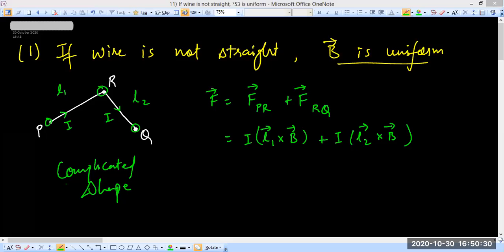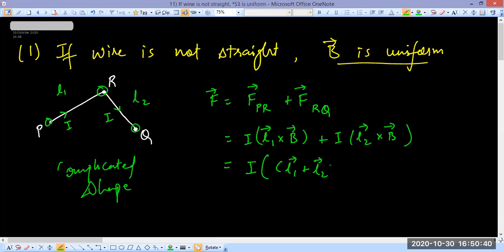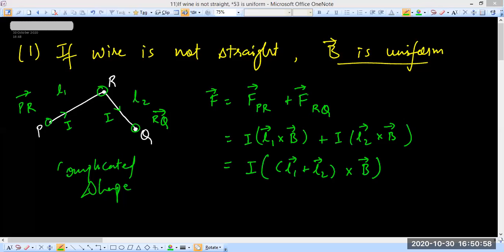Right. Now some maths. What's common? You can clearly see I is common. Okay. And then I'll have to write L1 vector plus L2 vector cross B vector. Right? So actually L1 vector is PR vector, and L2 vector is RQ vector. B magnetic field, where was it yesterday?